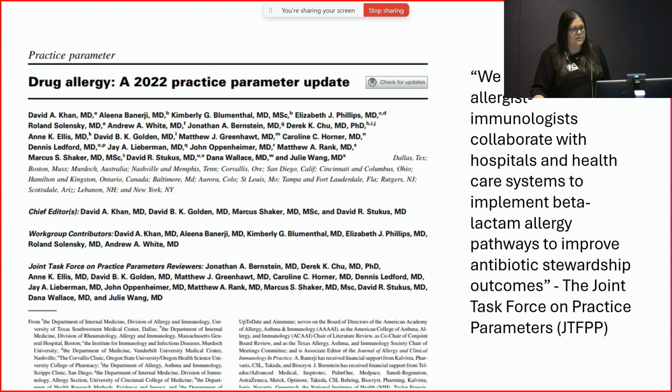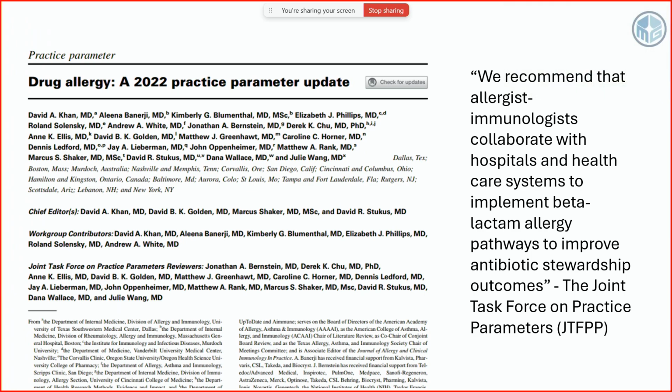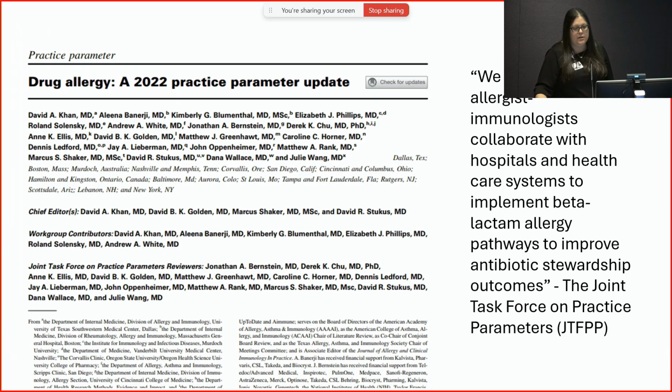A lot of this risk stratification talk came from the Drug Allergy 2022 Practice Parameter Update, and there are numerous ongoing studies. They urge that antibiotic stewardship teams work with everyone to create some sort of risk stratification at your organization.